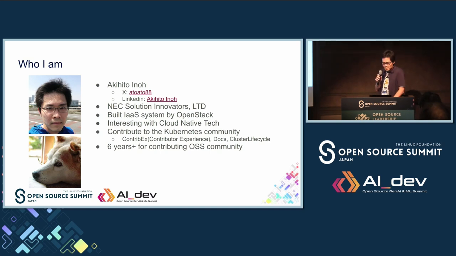My name is Akihito Inou, and I'm with NEC Solution Innovator. My X account is 828888, and LinkedIn is here. I already uploaded my slides on my session's page, so please download them, and please click this account URL and contact me with any comments. And I have experience building an IaaS platform service using OpenStack in the past.